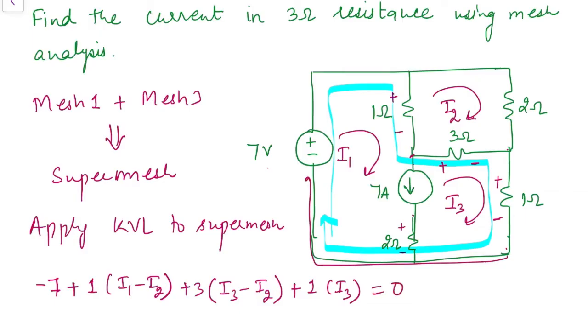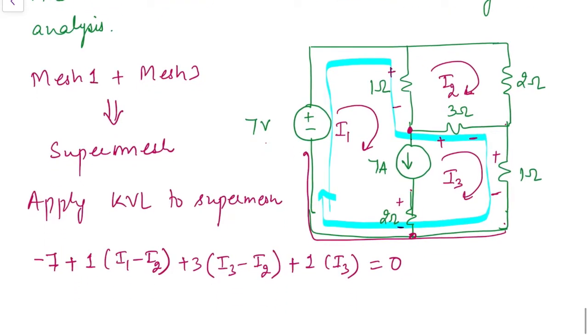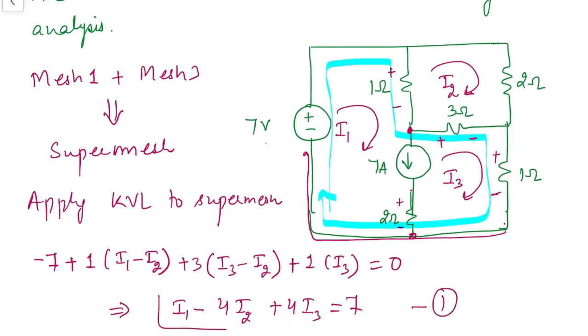Now you need to keep in mind that this 2 ohm resistance is in series with the 7 ampere source. So we don't need to write the voltage across all the elements which are in series with the 7 ampere source, since we have just neglected this branch and combined mesh 1 and mesh 3 together. So the rearrangement of this equation will give us I1 minus 4I2 plus 4I3 equal to 7. Now this is our first equation.